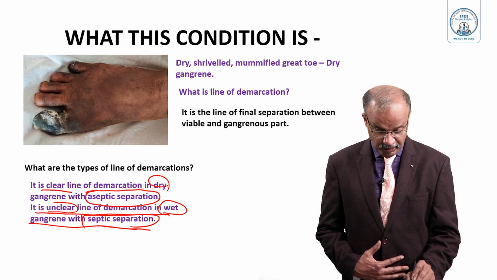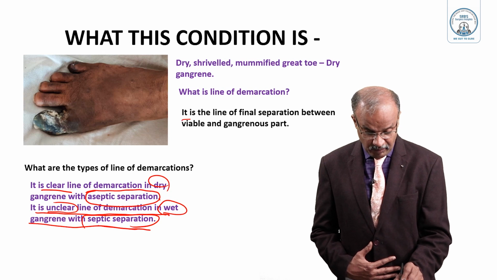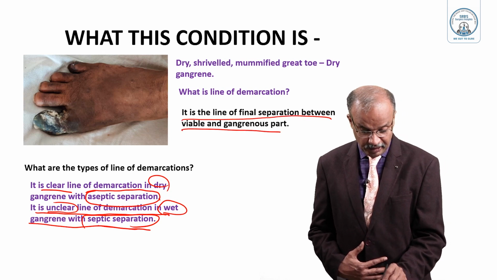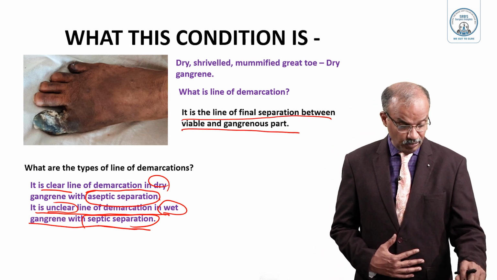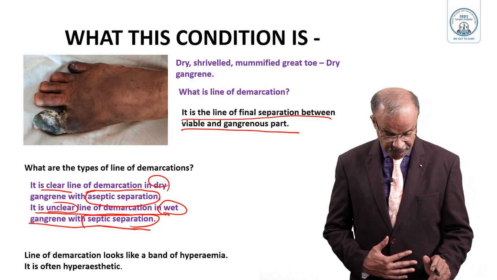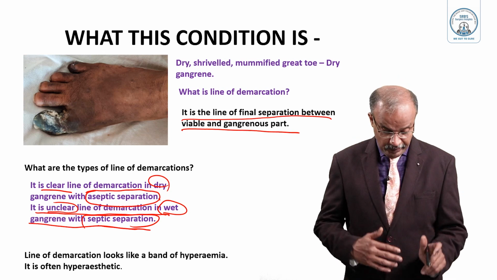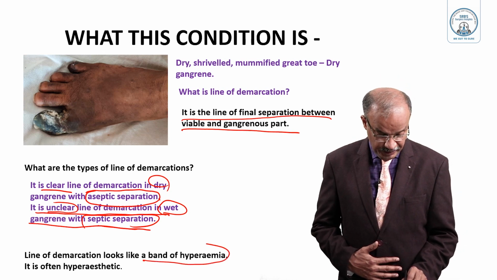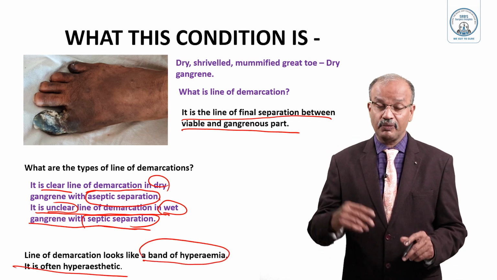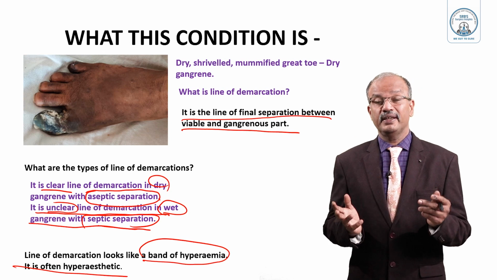So this point is very, very important. The line of demarcation is between the viable and gangrenous, non-viable part. That is the meaning of line of demarcation. How does it look clinically? It looks like a band of hyperemia. And remember, it is often hyperesthetic. If you touch, they will feel pain in that area.